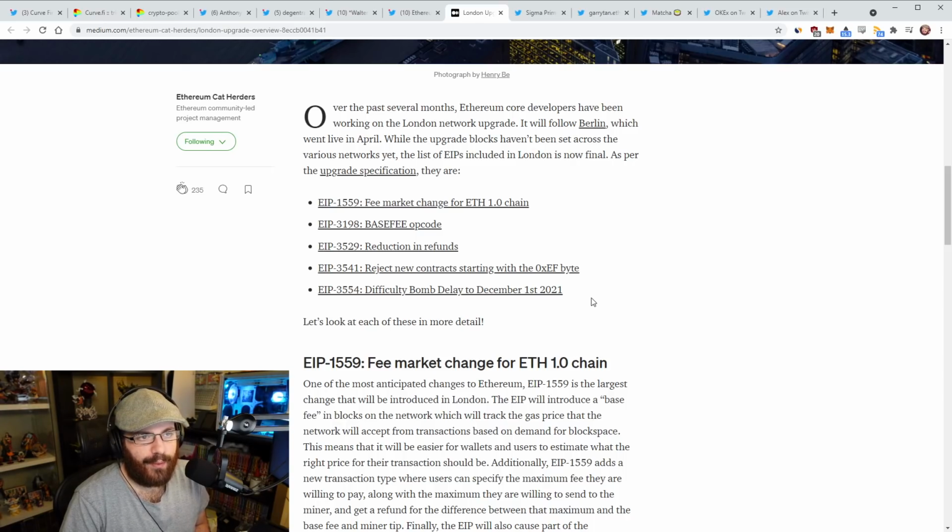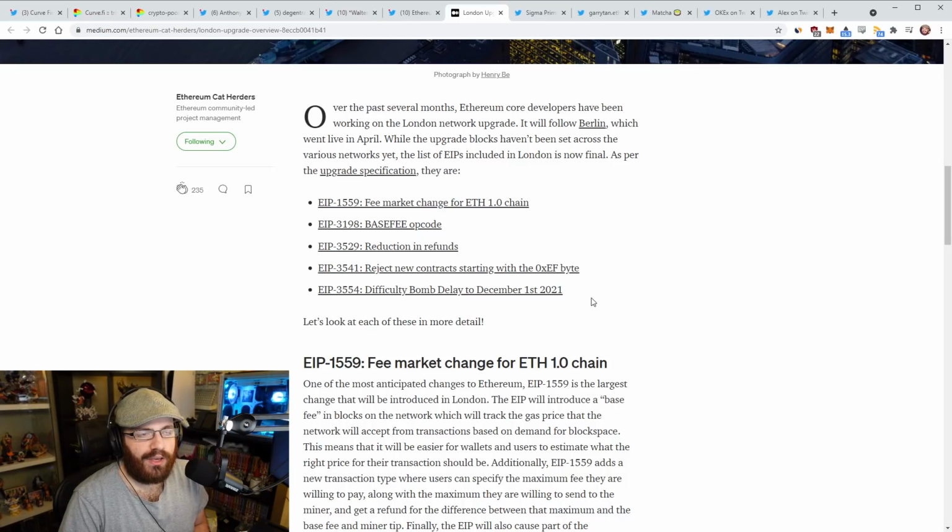What the difficulty bomb actually does is that once it activates on Ethereum, once a certain block is hit, it will basically increase the block times of Ethereum, and eventually it gets to a point where it bricks the chain. So the chain basically becomes unusable, and the only way to fix it is to defuse the bomb by either delaying it or removing it. Now, what I find interesting about this delay here is that it's only been delayed to December 1st, 2021.